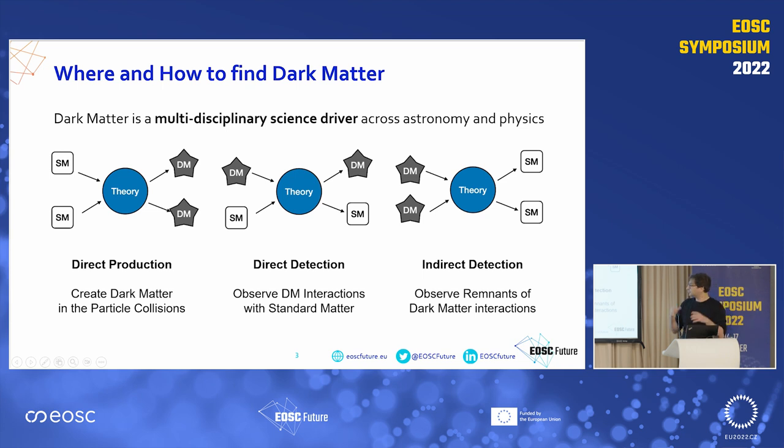And so here we are basically trying to observe dark matter. Or you can see that maybe in the universe, dark matter is interacting with each other, and then emitting, for example, light particles and so on. And then we might observe these remnants of dark matter interactions. And so dark matter is a very cross-disciplinary research topic.